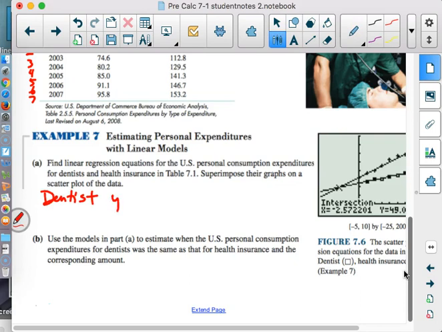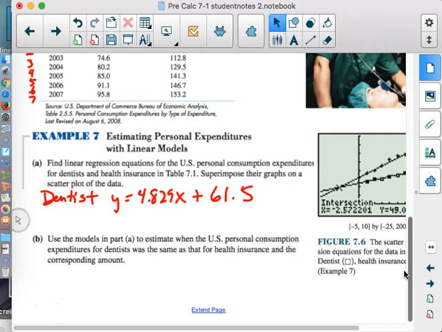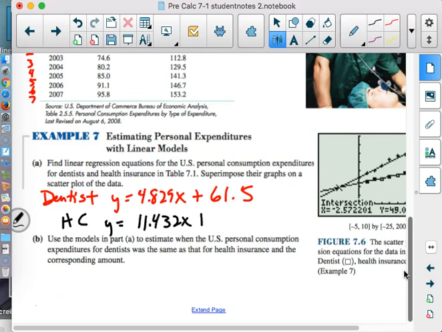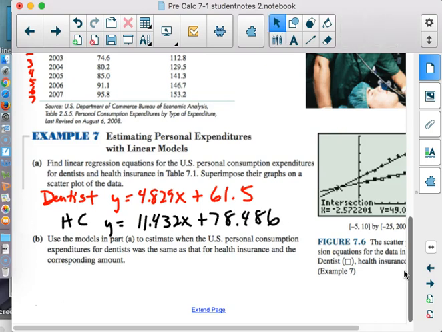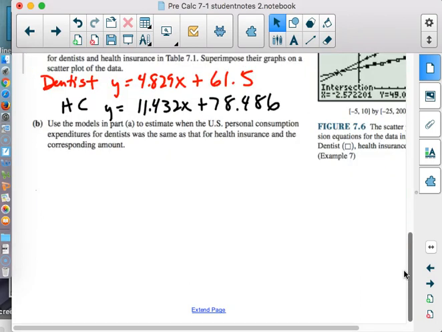For the dentist, y equals 4.829x plus 61.5. And for the healthcare, y equals 11.432x plus 78.486. So there are the two equations for our linear regression. And of course in B it says use those models to estimate when the U.S. personal consumption expenditures for dentists was the same as that of for healthcare and the corresponding amount.